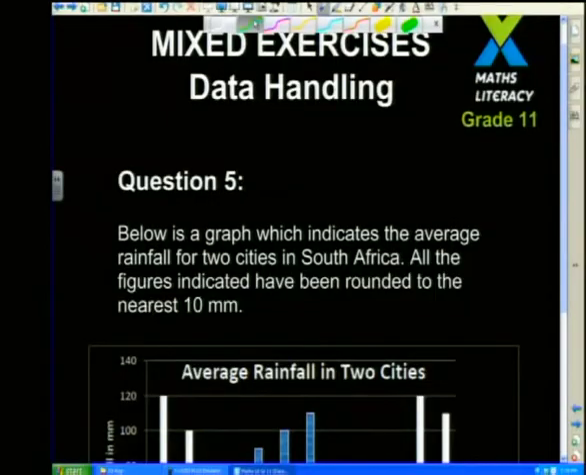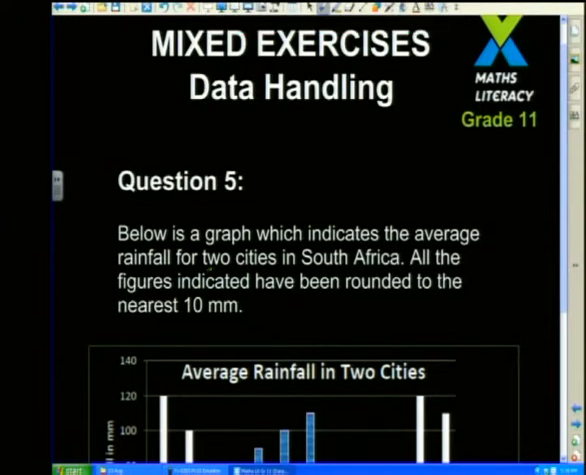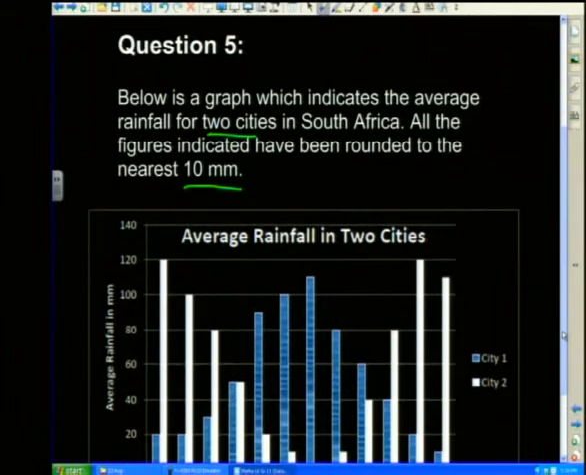Below is a graph which indicates the average rainfall for 2 cities in South Africa. All the figures indicated have been rounded to the nearest 10 millimeter. So all the figures have been rounded. Right, which means that we're ending up with very clear, nice numbers.